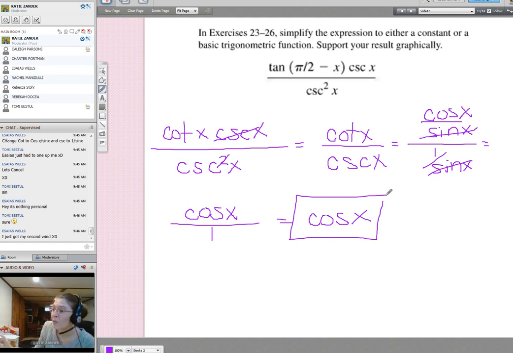All right. We had a really good start there, so some good practice. Any questions with what we looked at today with our identities? Yeah, all of our identities. So Pythagorean identities, cofunction identities, even odd identities. Any questions with those?